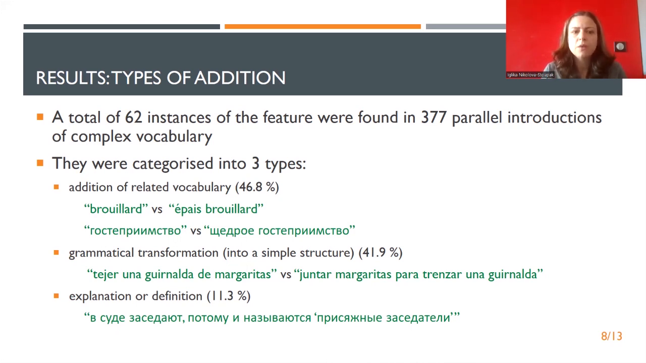For instance, brouillard versus épais brouillard. So the fog versus the thick fog. Just adding that the fog was thick helps understand what fog is, and helps through giving a word that is often associated with fog, a common collocation.